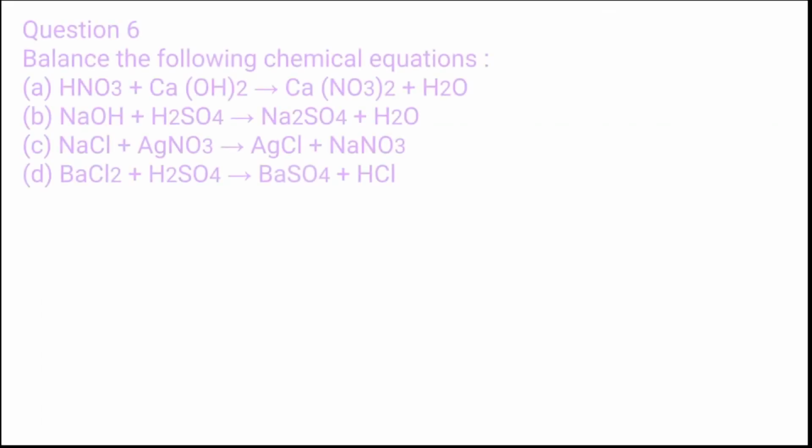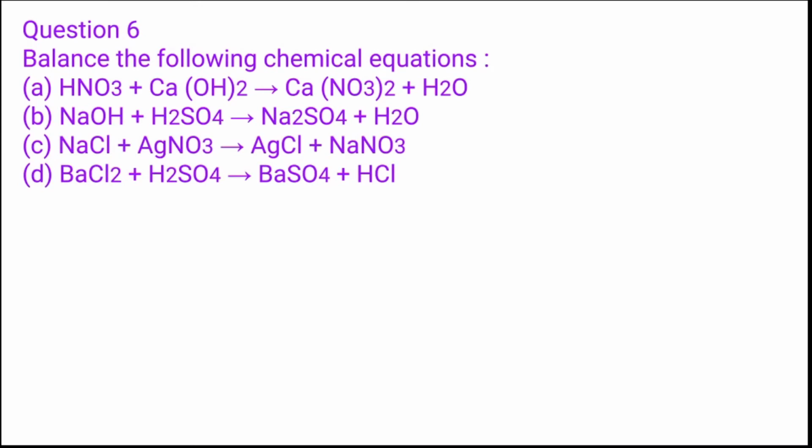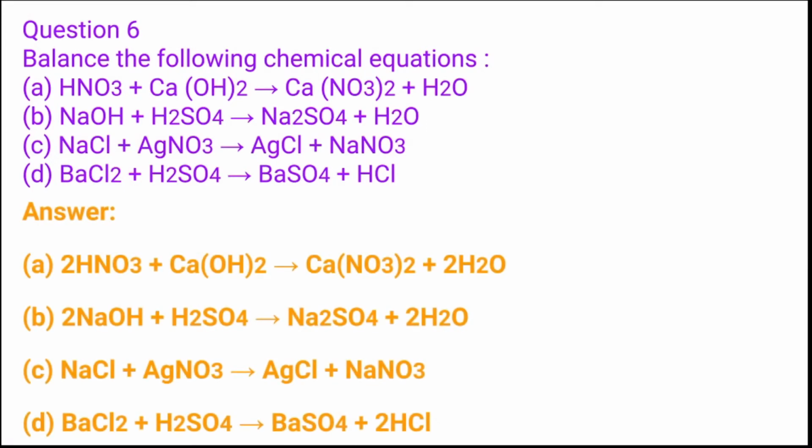Question number 6. Balance the following chemical equations. HNO3 plus Ca(OH)2 gives Ca(NO3)2 plus H2O. Answer is 2HNO3 plus Ca(OH)2 gives Ca(NO3)2 plus 2H2O. And in the second case, NaOH plus H2SO4 gives Na2SO4 plus H2O. While balancing we get 2NaOH plus H2SO4 gives Na2SO4 plus 2H2O.